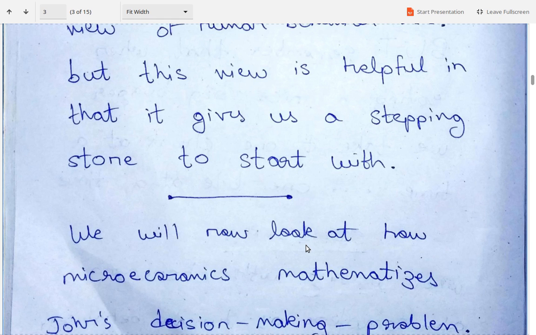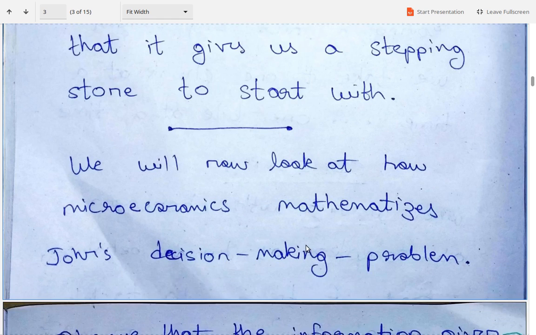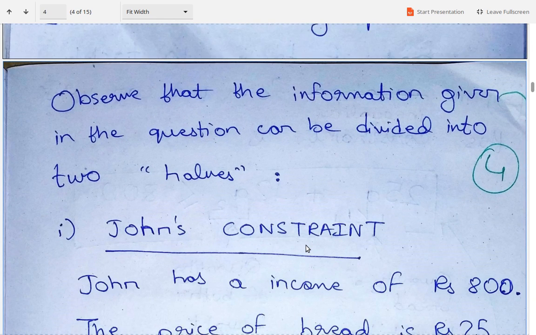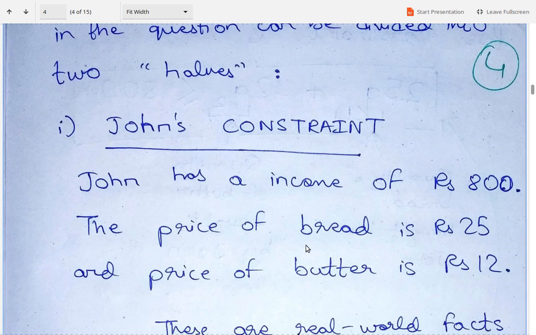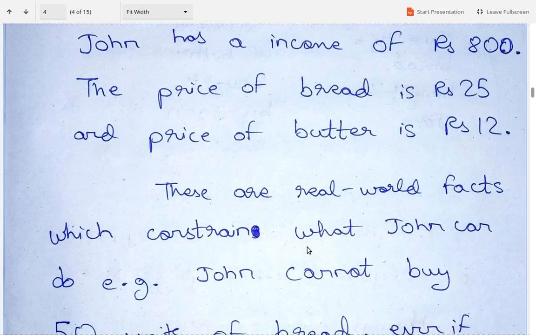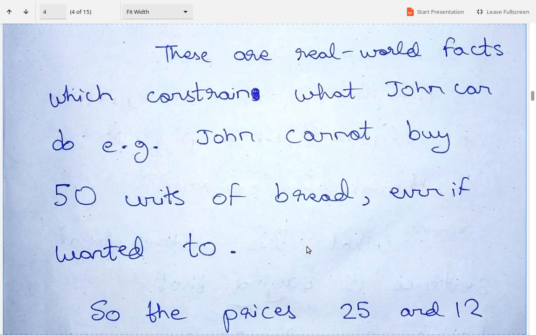We will now look at how microeconomics mathematizes John's decision making problem. Observe that the information given in the question can be divided into two halves. Number 1, John's constraint. John has an income of rupees 800. The price of bread is rupees 25 and price of butter is rupees 12. These are real world facts which constrain what John can do. For example, John cannot buy 50 units of bread even if he wanted to.